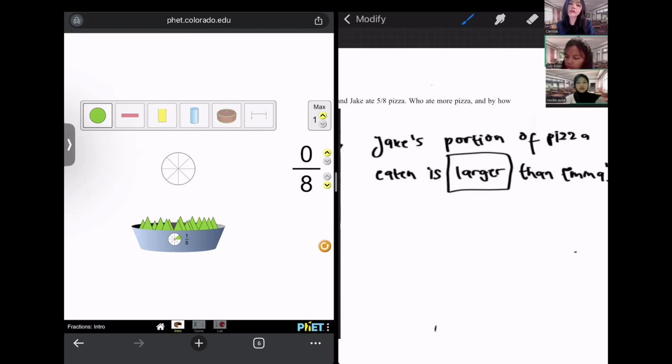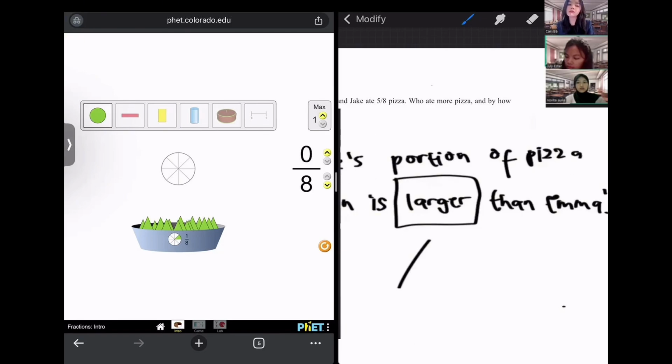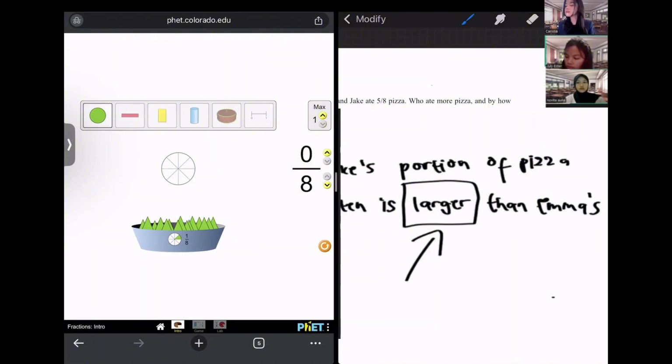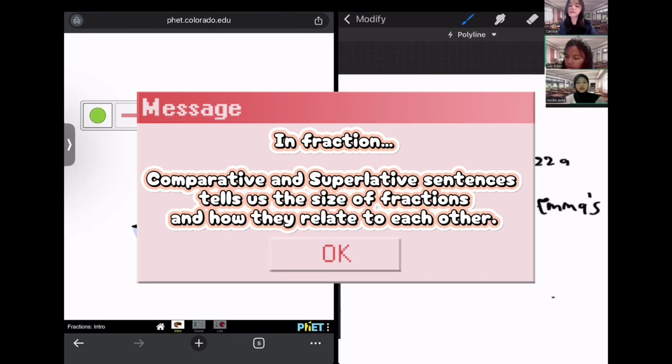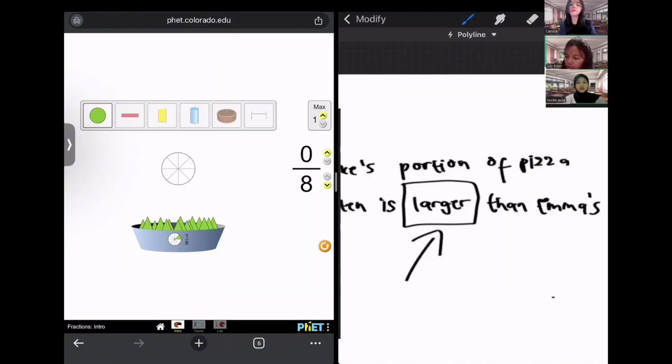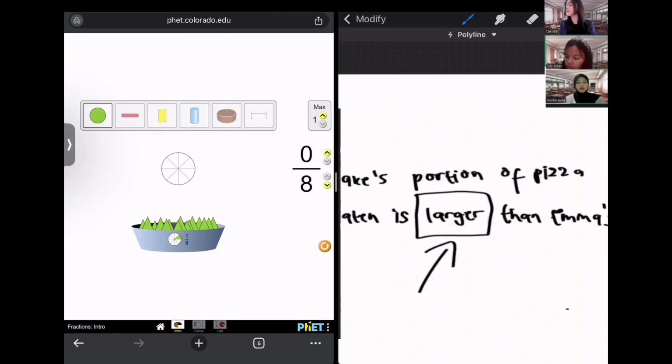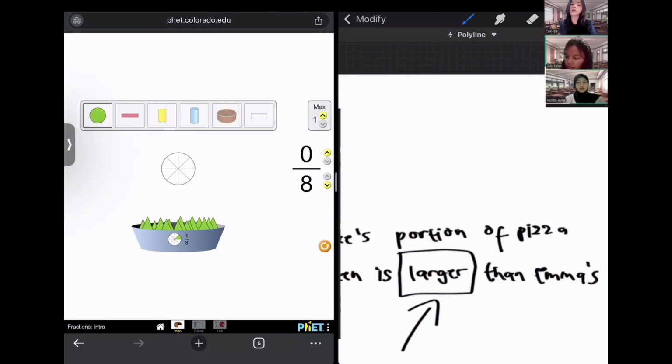So earlier, I talked about our classroom language for today, which is comparative and superlative sentences. Now, what are comparative and superlative sentences, Miss? We use comparative and superlative sentences in our lesson context. These words help us to describe the size of fractions and how they relate to each other. For example, we can say one fraction is larger than another. Just like in our story-based fraction problem right here, we can say that Jake's portion is larger than Emma's because he ate 2 more slices than Emma.